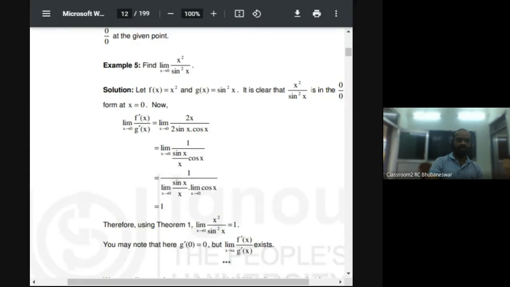And very simply, you can see the derivative of x square is 2x, and the derivative of sine square x is 2 sine x into cos x. That was by using the chain rule. So now, with a simple algebraic calculation, the expression in the denominator is 1 divided by limit x approaches 0 of sine x by x, multiplied with the limit x approaches 0 of cos x, and the result will be 1. So according to theorem number 1, that is the L'Hopital rule, the result is 1.